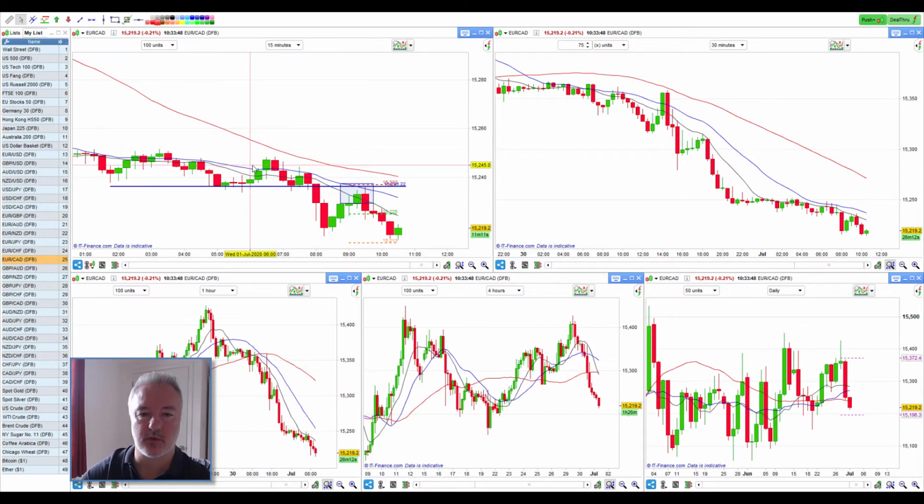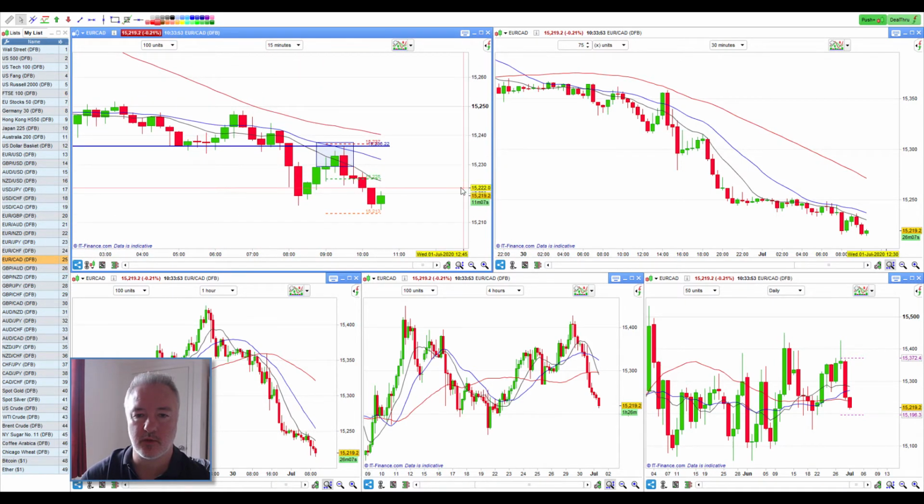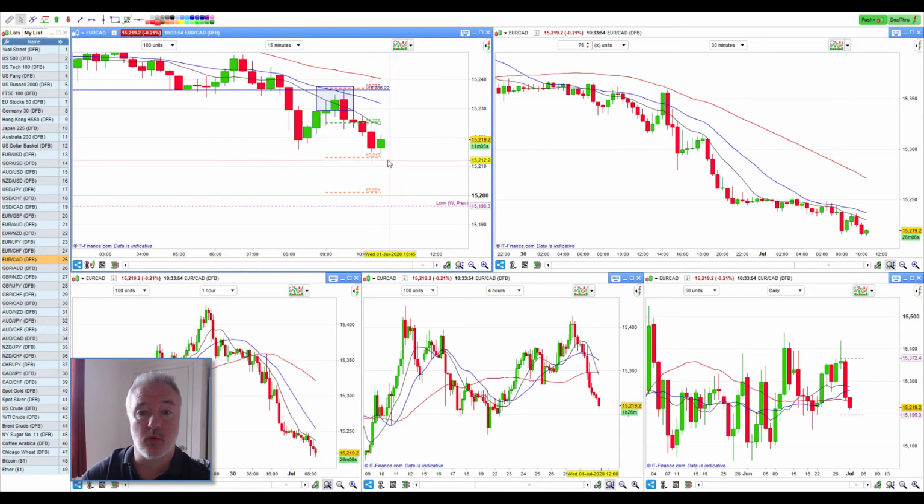Okay, so I've now added in where my entries were, and so you can see visually at least where I'm progressing. So I haven't hit my 1-to-1 yet on EuroCAD to the downside. I haven't hit that yet, very close to that. All right, so we'll see how that goes.